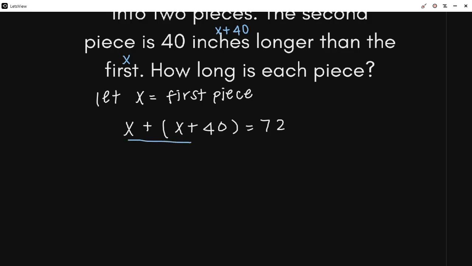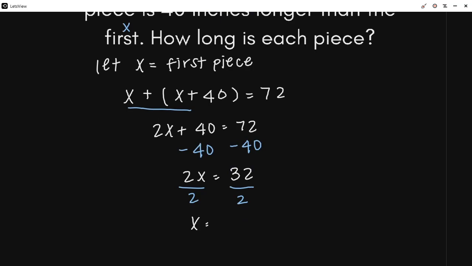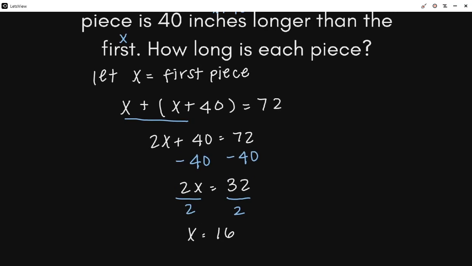So x plus x is 2x plus 40 equals 72. And then to get x by itself, we're going to subtract 40 on both sides. So 2x equals 32. Divide by 2. And x equals 16. So the question is, how long is each piece?